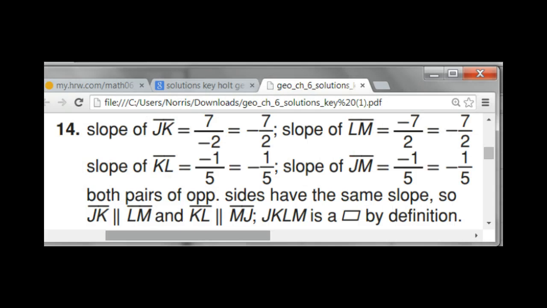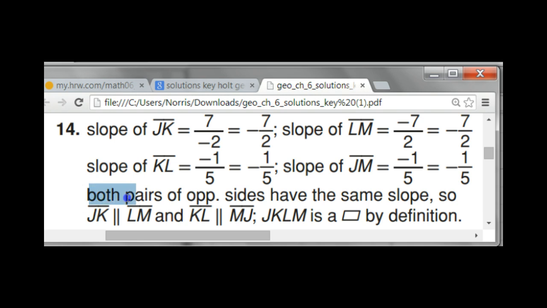Okay, so here's a printed version of what your solution should look like for exercise number 5 on the handout. And remember, we were doing problem number 14 from the book, and it asked us to prove that the shape is a parallelogram. So we first found the slope. We counted, or you can use the slope formula, whatever you want. Remember, it's rise over run. We got -7/2 for JK, -7/2 for LM, -1/5 for KL, and -1/5 for JM.